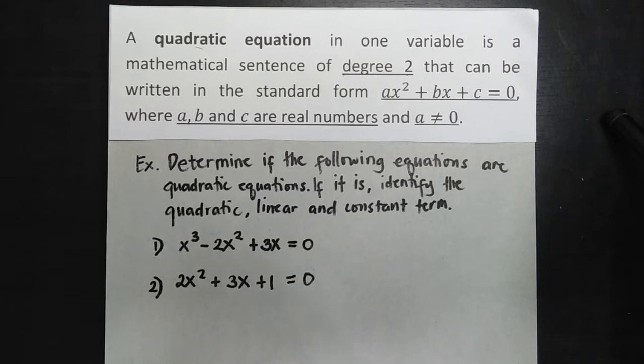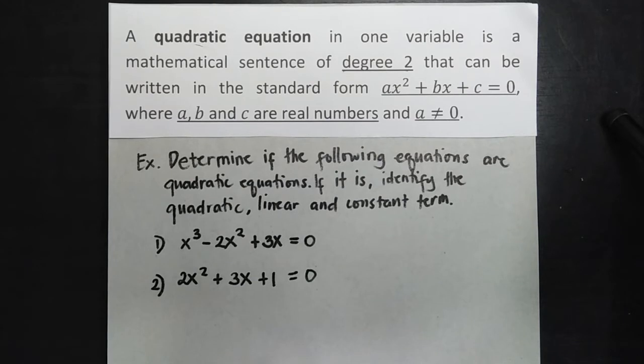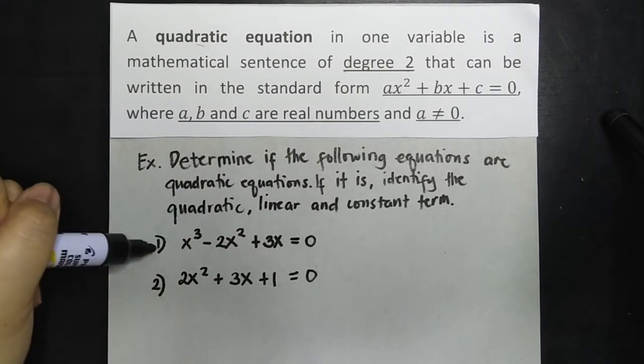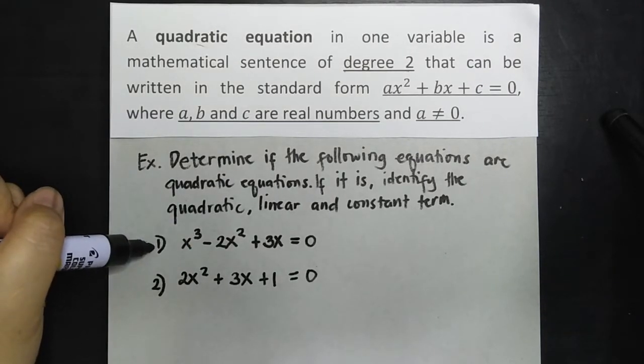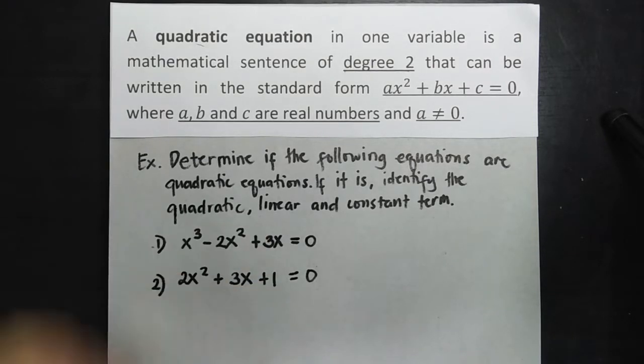So, to understand more our definition, we will use some examples. For this example, determine if the following equations are quadratic equations. If it is, identify the quadratic, linear, and constant terms. So, we have number 1, x cubed minus 2x squared plus 3x equals 0. Now, obviously, hindi ito quadratic equation because, remember, in a quadratic equation, the highest power is 2.